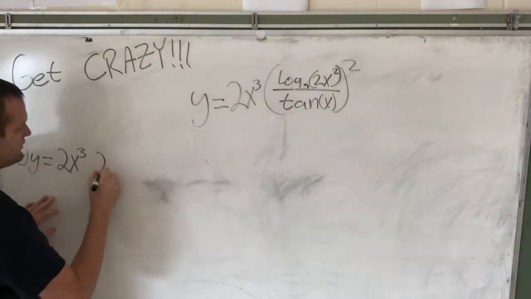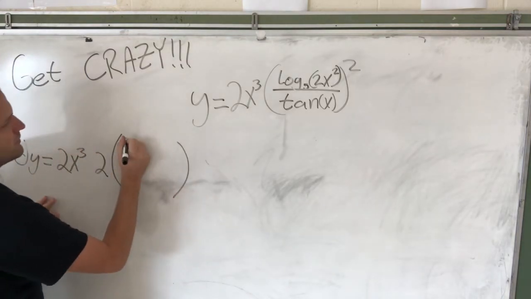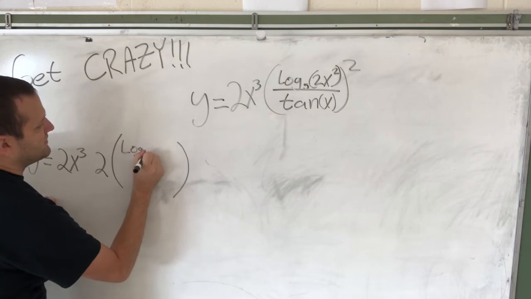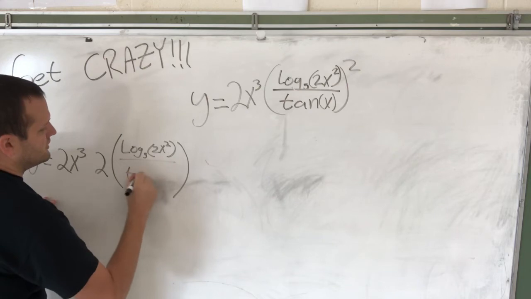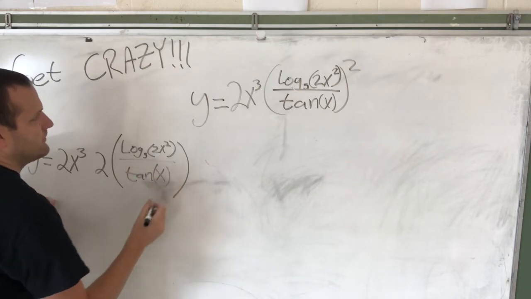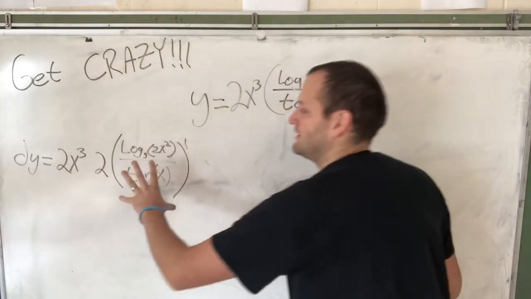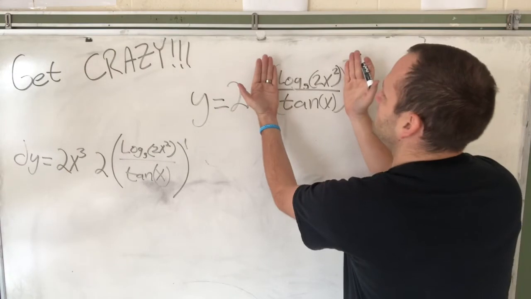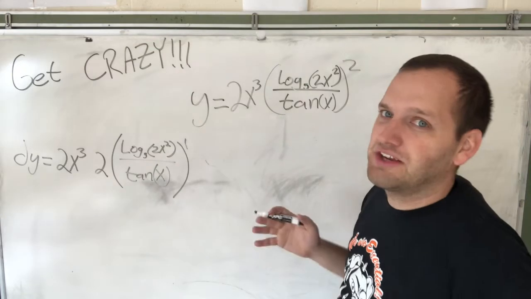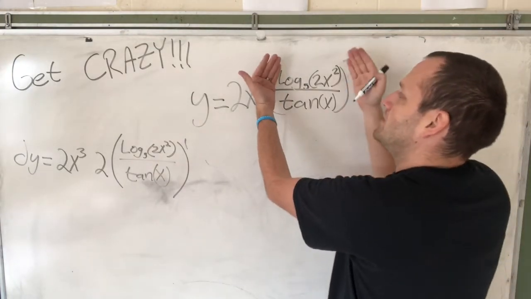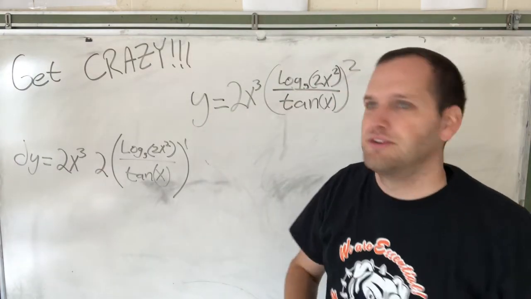That's going to give me 2 times whatever was inside, log base 5, 2x squared over tangent x, okay, to the first power. But now I have to, as part of the chain rule, take the derivative of the inside. If I'm just looking at the inside, is that product rule, quotient rule, trig rule, sine rule? What is it? Looks like it's going to be a quotient rule because you have 2 things being divided. I don't care what they are yet. I just know that there are 2 things being divided.